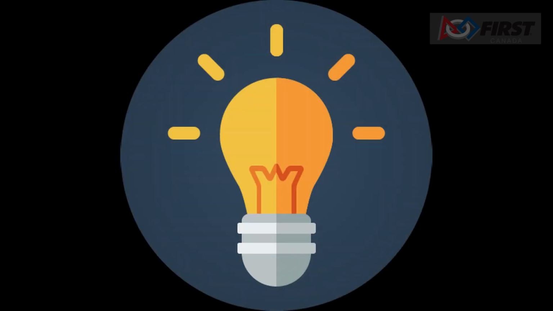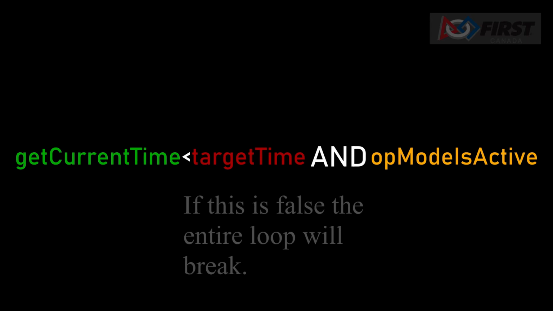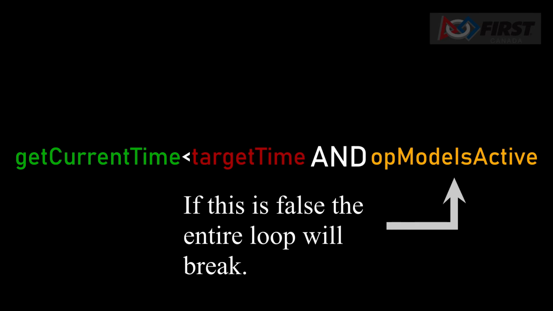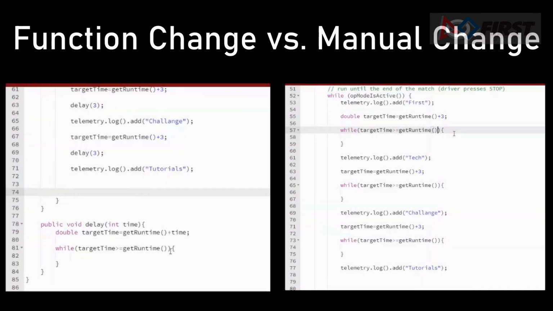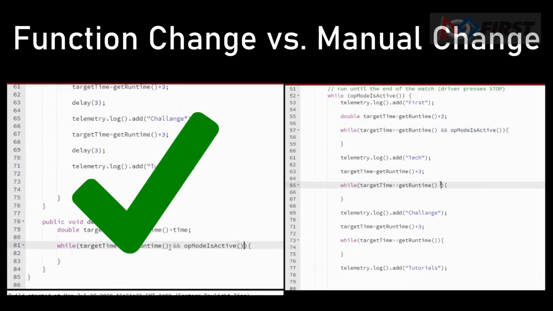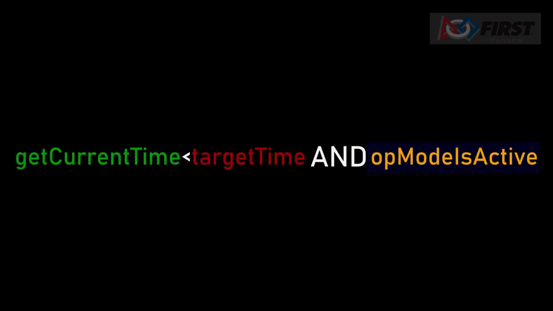This can be fixed. If in the condition of our loop we add an AND statement and say that op mode is active equals true, this will ensure that if stop is requested, the loop will stop before the time has elapsed. This situation also points out another advantage of having the function. Had it not been there, we would have had to change the properties of this delay across 3 separate places in the code. You can see how this can quickly become a problem in a larger code. Remember to always include a check for if op mode is active in any of your loops so that your robot stops when you ask it to.